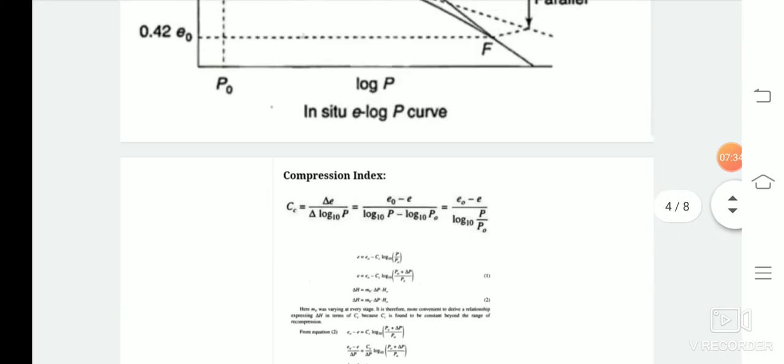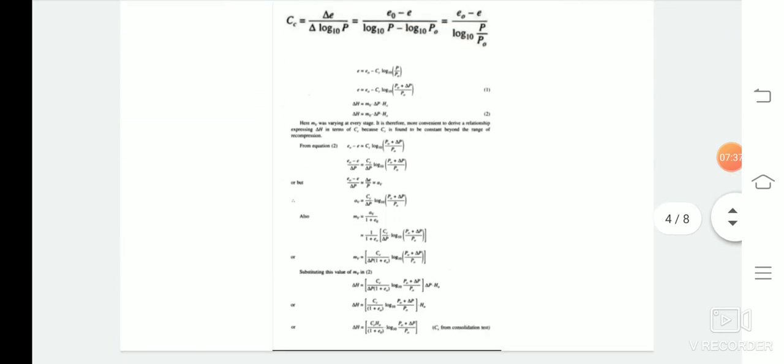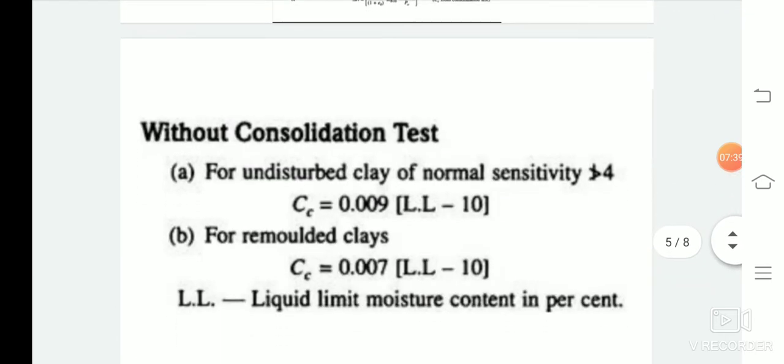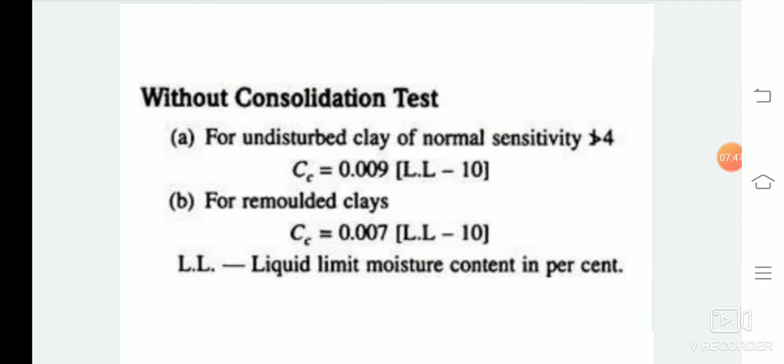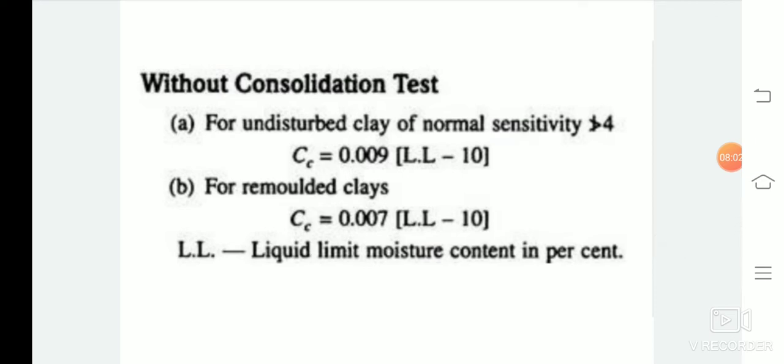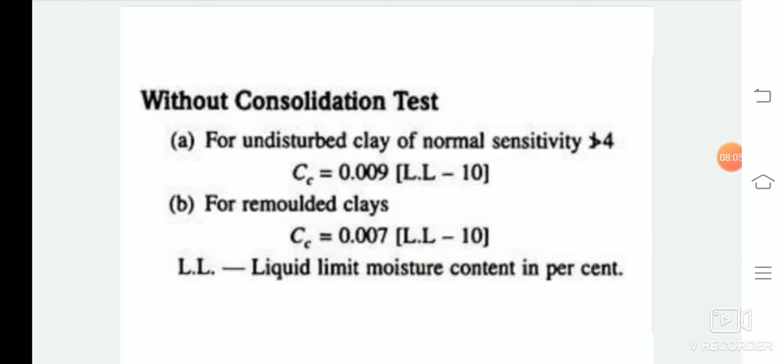Again, the value of the compression index can be obtained either from this graph or from some empirical formula. That is, without a consolidation test, we can also find the compression index. For undisturbed clay of normal sensitivity, Cc equals 0.009 times LL minus 10, where LL is the liquid limit of the soil. And for remolded clays, the value of Cc is 0.007 times LL minus 10.